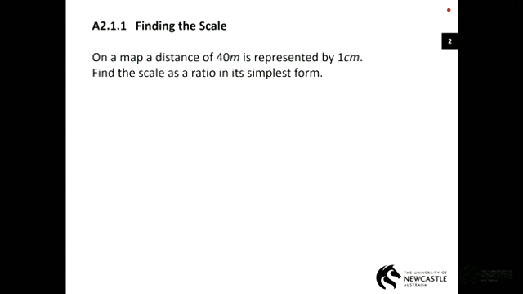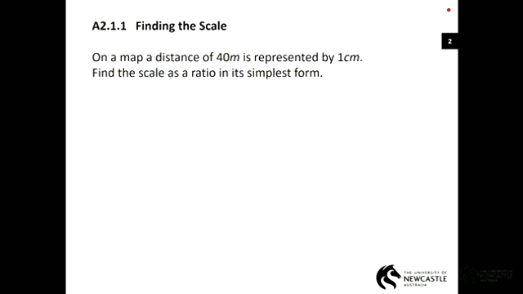What are we talking about? Finding the scale. So here's a map, and a distance of 40 metres, not much, is represented by 1 centimetre. So in other words, I can call a scale on the map: 1 centimetre represents 40 metres. Nothing wrong with reporting it like that. But let's find the scale as a ratio in its simplest form.